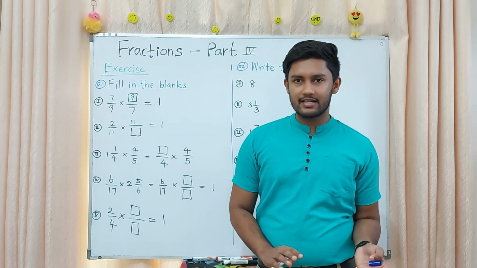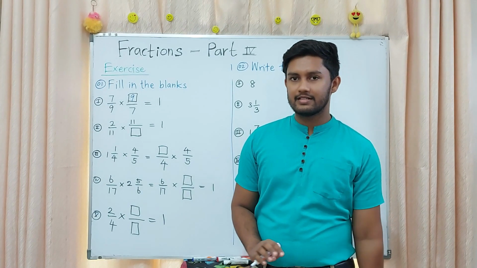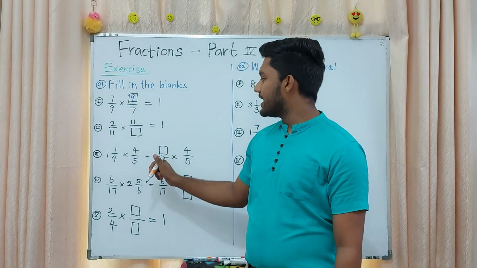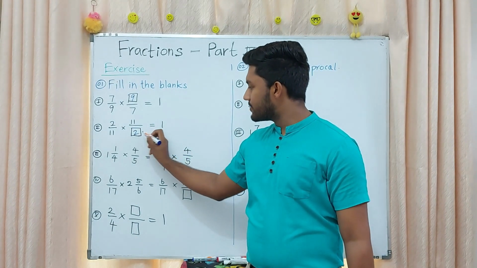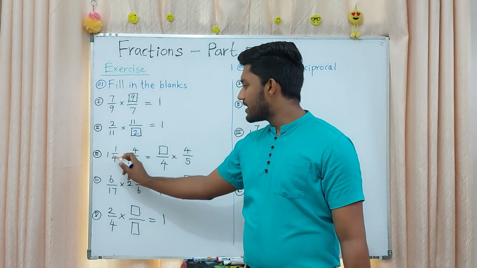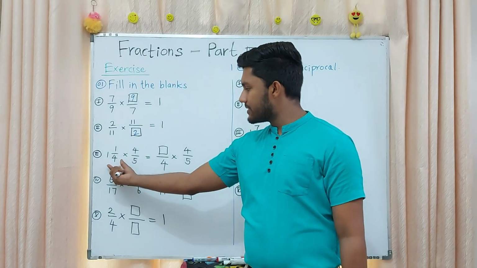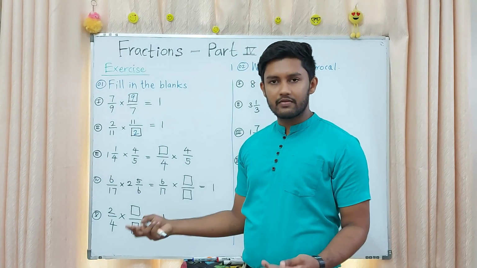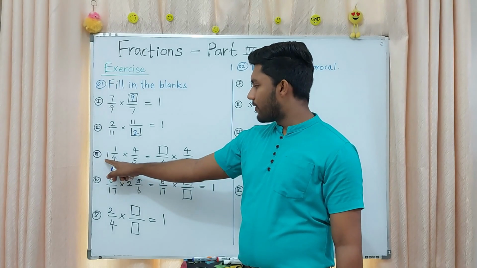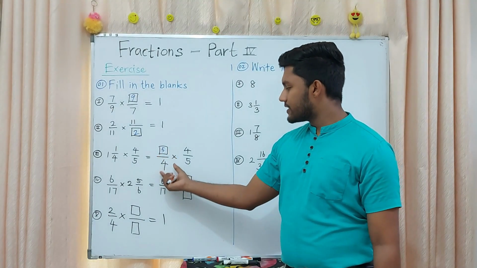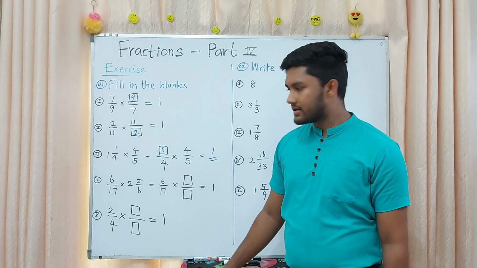Before getting the answer from me, you can get the answers by yourself. 2 over 11 into 11 over 2 equal 1. Then 1 over 4 into 4 over 5. If we have a mixed number, for the first step, convert it into an improper fraction. Then 4 into 1, 4. 4 plus 1, 5. 5 over 4 into 4 over 5 equal 1.